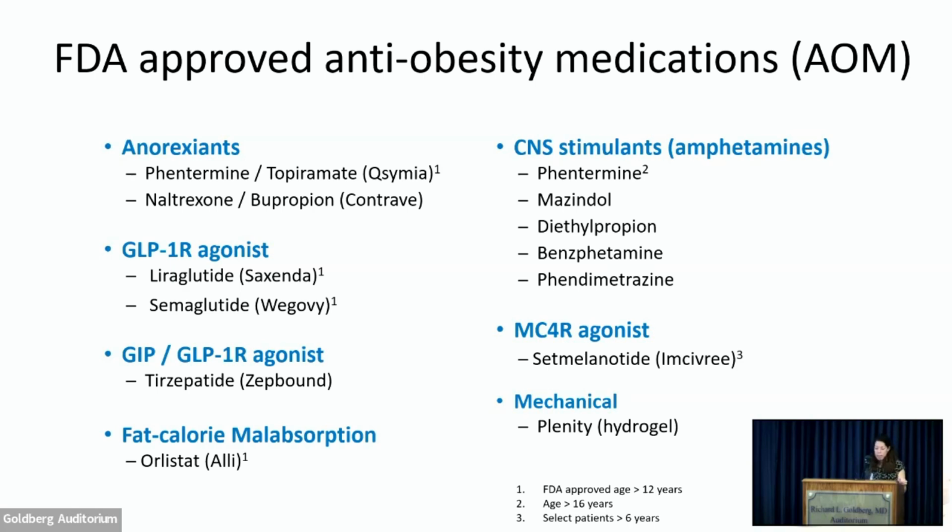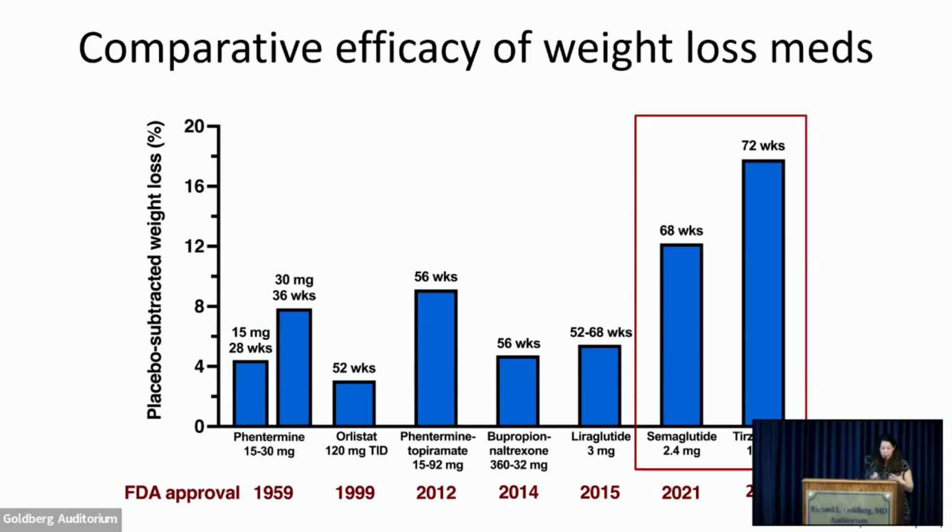And then we have CNS stimulants, which are really only meant to be used for 3 months or less. We have setmelanotide, which is an MC4R agonist. That's specifically approved for genetic forms of obesity in our leptin-melanocortin axis that regulates appetite. And then finally, there's a mechanical hydrogel called Plenity, which kind of blows up in your stomach and fills up space, and then you wind up going to the bathroom. It's not available through retail pharmacies. So that's not really something we routinely prescribe, but it is available in case you need a second-line option for your patients.